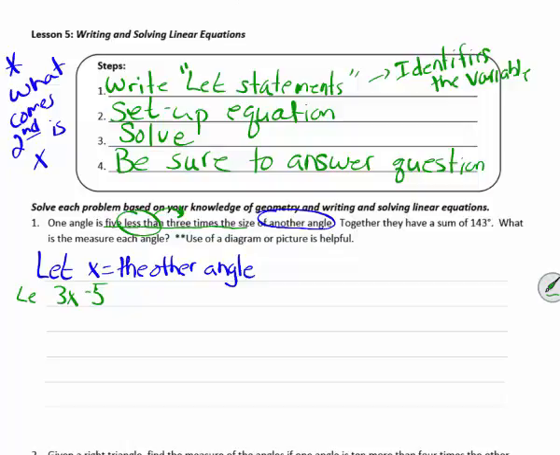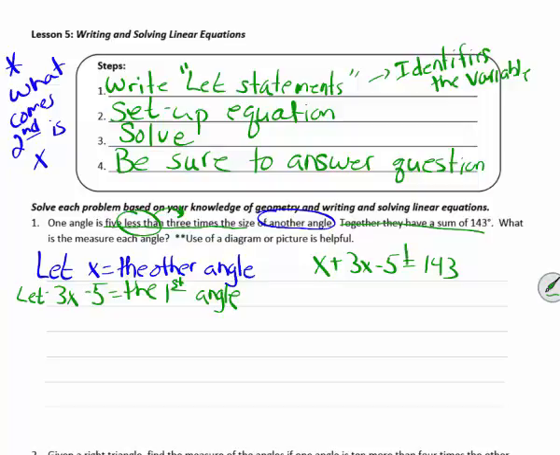So let 3x minus 5 equal the first angle. I probably could have reversed those. Then it tells me that together they have a sum of 143. So I have to add these two things. So x plus 3x minus 5 equals 143.